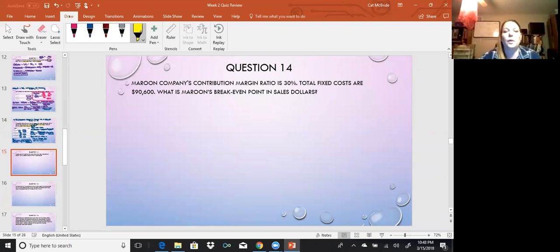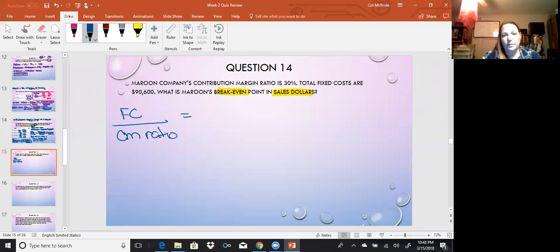So here we want to know break even in sales dollars. Break even in sales dollars. So for this, we're going to say, I had it backwards. We're going to say the fixed costs divided by the contribution margin ratio, which they give us. So how much are my fixed costs? Total fixed costs 90,600. Right, my 90,600. And what's my contribution margin ratio?